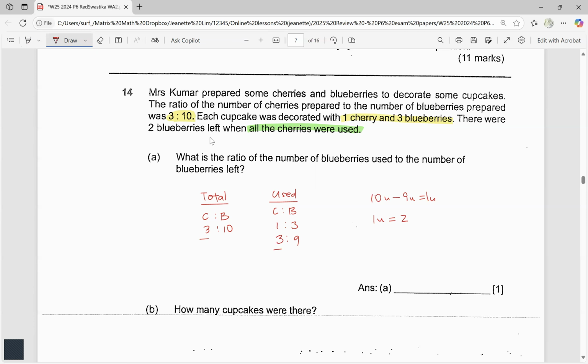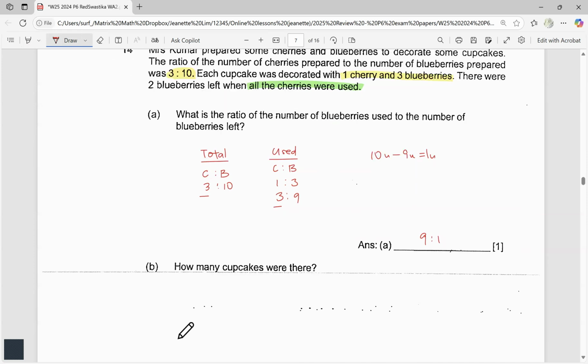Sorry. Okay, we're looking for a ratio of the blueberries used to the number of blueberries left, right? For part A, it's basically 9 to 1. The 1 unit equals 2, that one will come in the next part. Okay, 9 to 1. Used 9 units, left with 1 unit. Okay, cupcakes next. Now I will use the 2 blueberries left, which is the 1 unit that we were talking about.